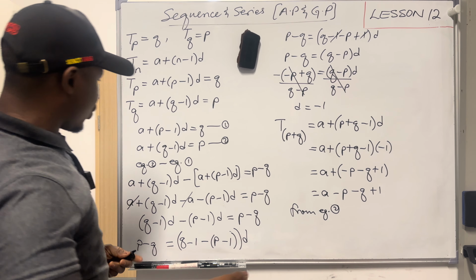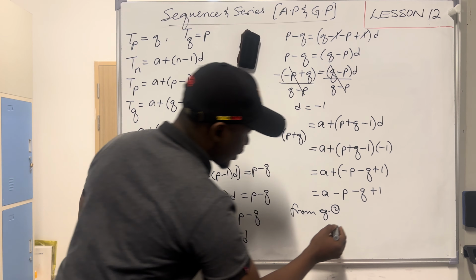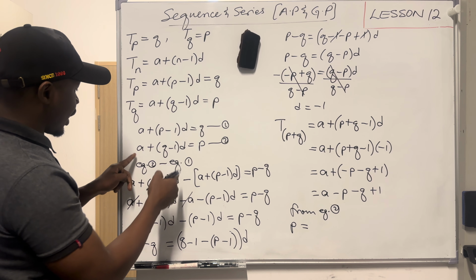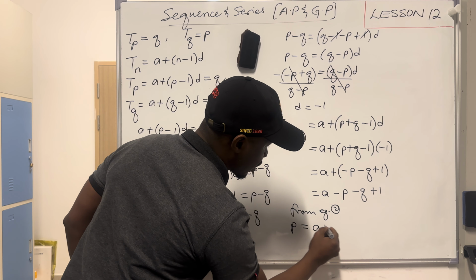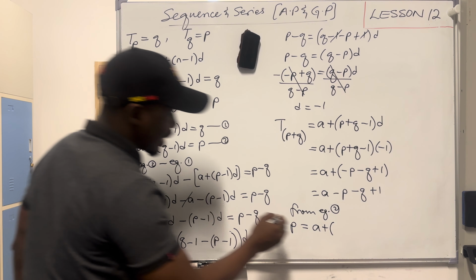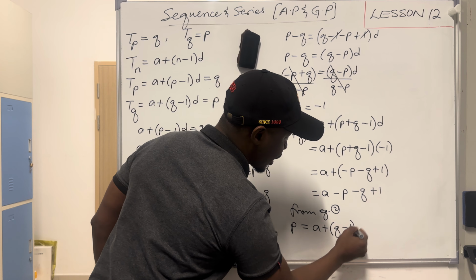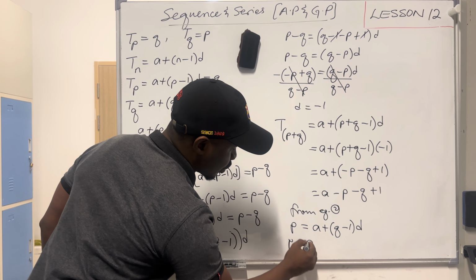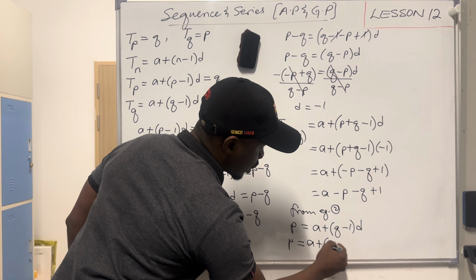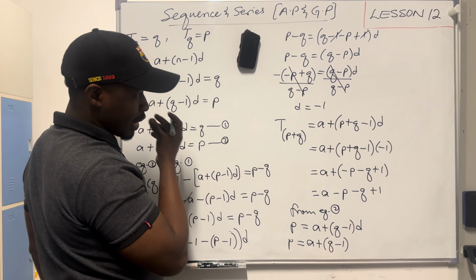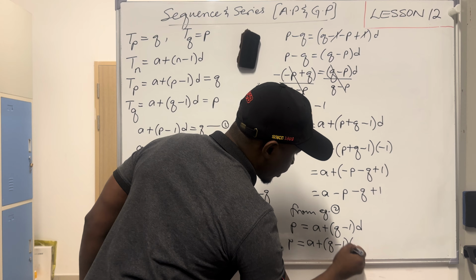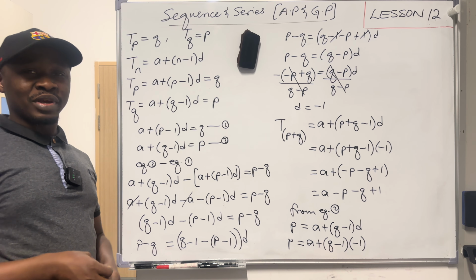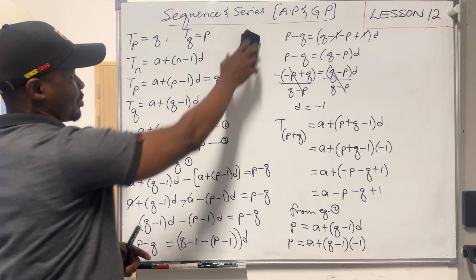Now from equation 2, it says P is equal to this one, A plus Q minus 1 times D. So P is equal to A plus Q minus 1 times D. What is D? D is minus 1. I hope you are following. If you are interested in copying, pause the video, then you can copy.